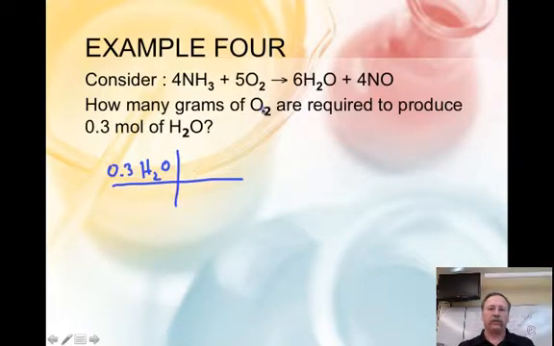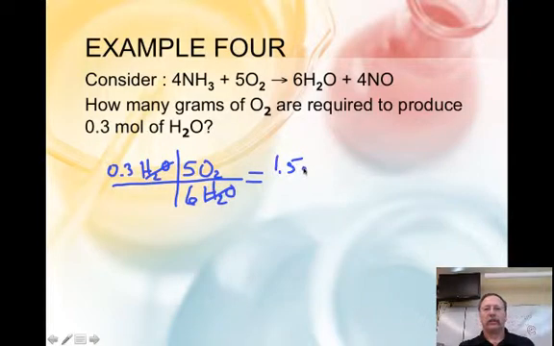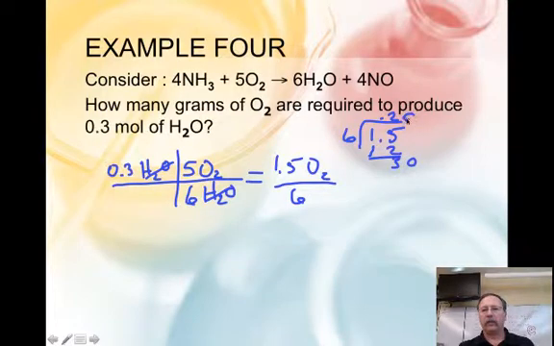We know we want to convert to oxygen, so we're going to put our oxygen on top, 5 O2, and our water on bottom, 6 H2O. Multiply that out, we get 1.5. Our waters cancel out, O2 divided by 6. So 1.5 divided by 6 is 0.25. So this is equal to 0.25 moles of O2.